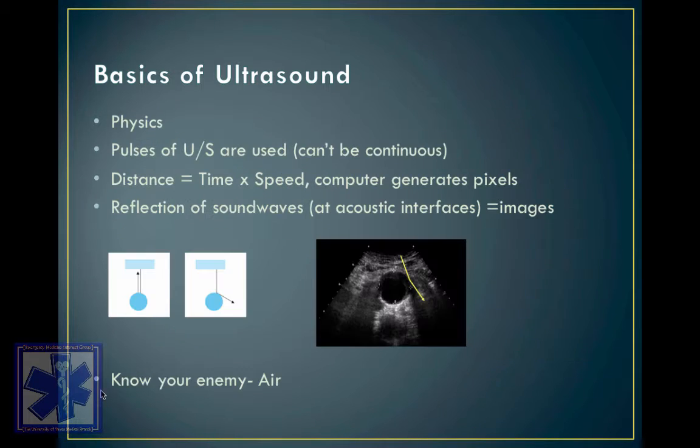The physics behind it, the computer does almost all the work, which helps us out. So it's pulses of ultrasound. You don't see the pulses, but they're there. It can't be continuous because of the way the physics works. It's calculating distance, which is your speed times your time, and it's going to generate pixels based on that. When you're looking at the image, your probe is laying here on the surface.